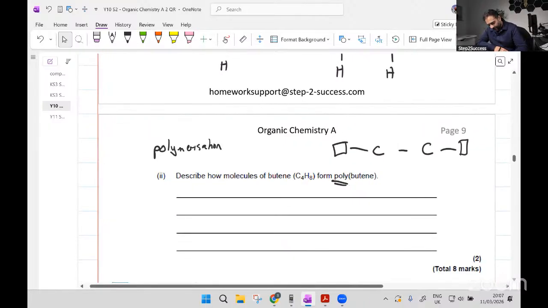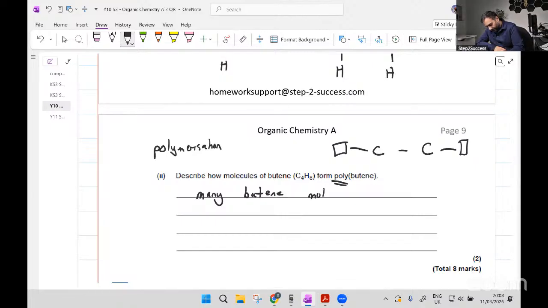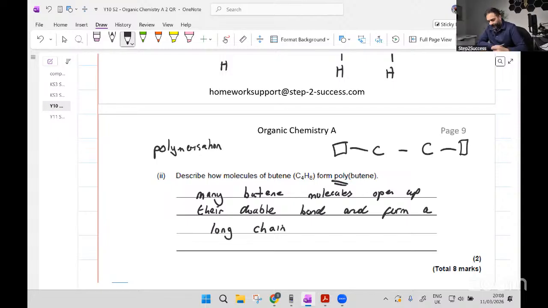So we want to say that many butene molecules open up the double bond and form a long chain. That's what polymerization is, and that's why it's called polybutene. Now it's like lots of butene. So we get this long chain of them joined together, but they've only been able to do that because they had a double bond that could join to another one.